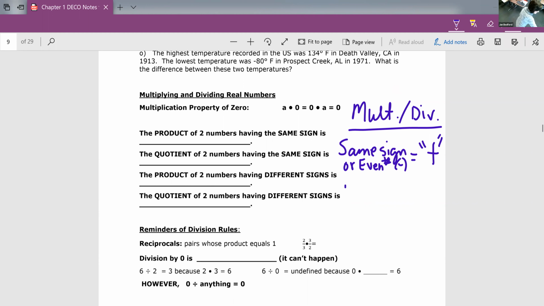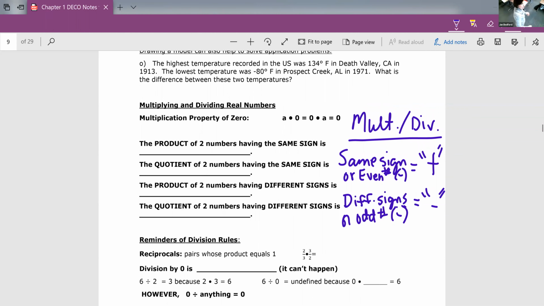Now, if the signs are different, if I only had 2 numbers I was multiplying or dividing, or if I have an odd number of negative signs, what's going to be the sign of the answer? Negative. That's all I have to remember about the sign rules if I'm multiplying or dividing.